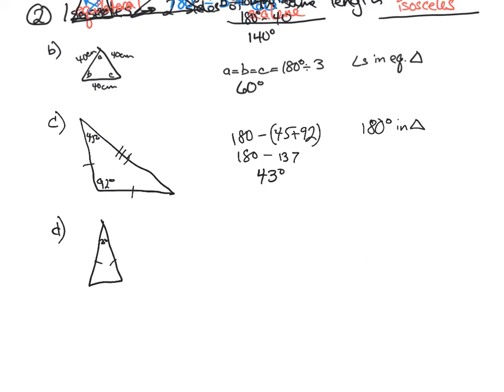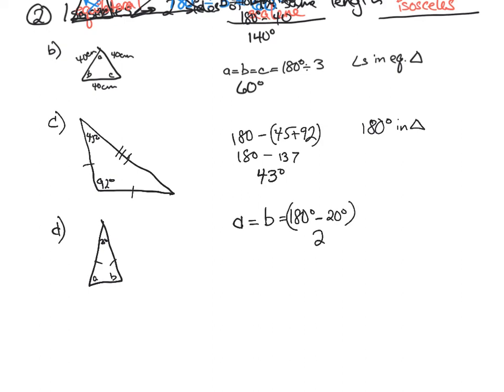What if I had something like this? Okay, so that says 20 degrees. Here I have 100 and I'm looking for A and B. A equals B equals 180 degrees minus 20 degrees, but all divided by 2.